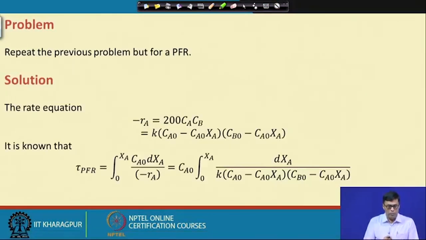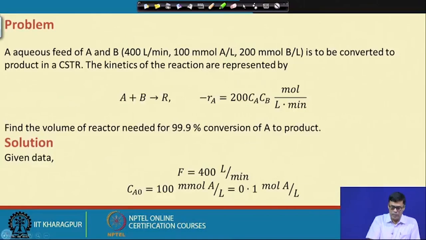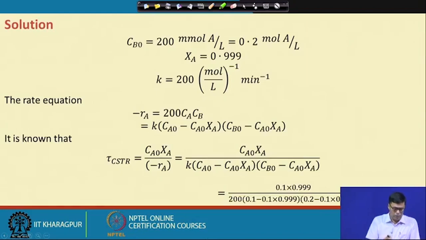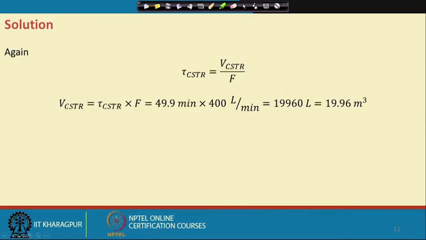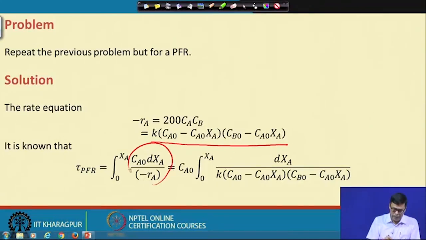Now, repeat the problem, but for a plug flow reactor. This is the conversion with respect to the CSTR. Now we want to show similar things for the plug flow reactor, but previously we were talking about the CSTR. In the plug flow reactor, your rate constant will be the same. The rate of reaction is the same, which we can express like this. Only your expression is different.